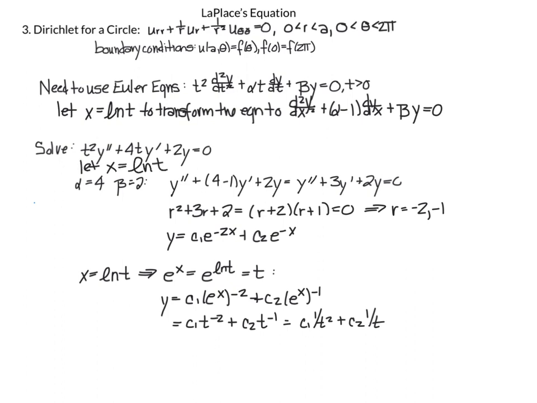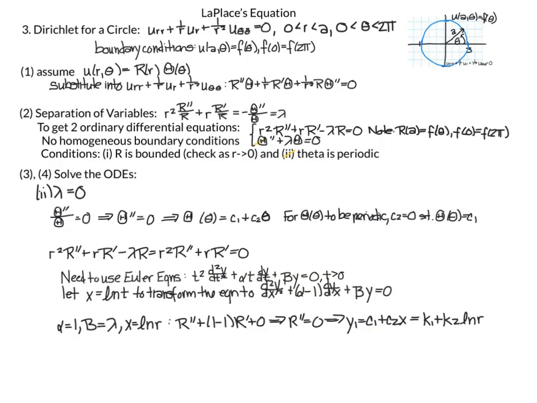So now my variable is x, but now I can convert it back in terms of t. I use the fact that x is equal to natural log of t. So in other words, e to the x is equal to e to the natural log of t, which is equal to t. I substitute that in, and I get y is equal to c1 e to the x to the minus 2 plus c2 e to the x to the minus 1, which is equal to c1 t to the minus 2 plus c2 t to the minus 1. So this substitution is the last step you're going to use to convert from y as a function of x to y as a function of t. Okay, so now back to the problem at hand.